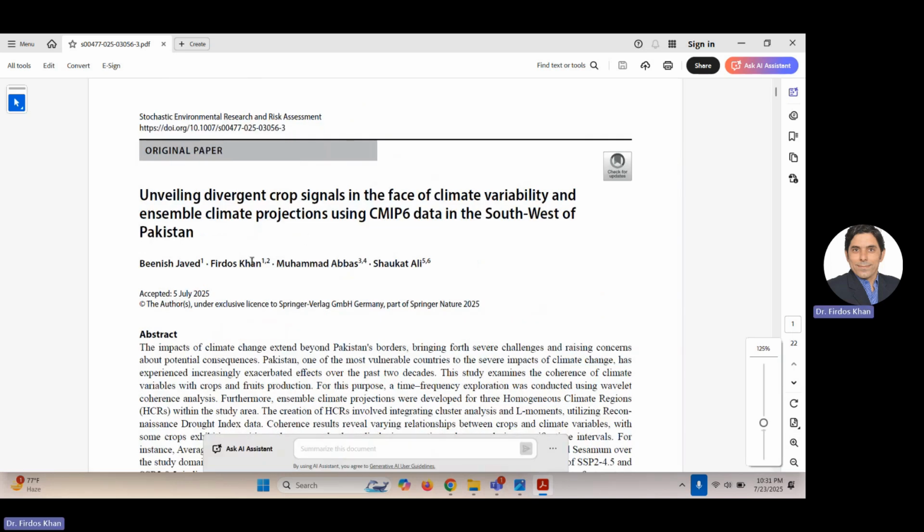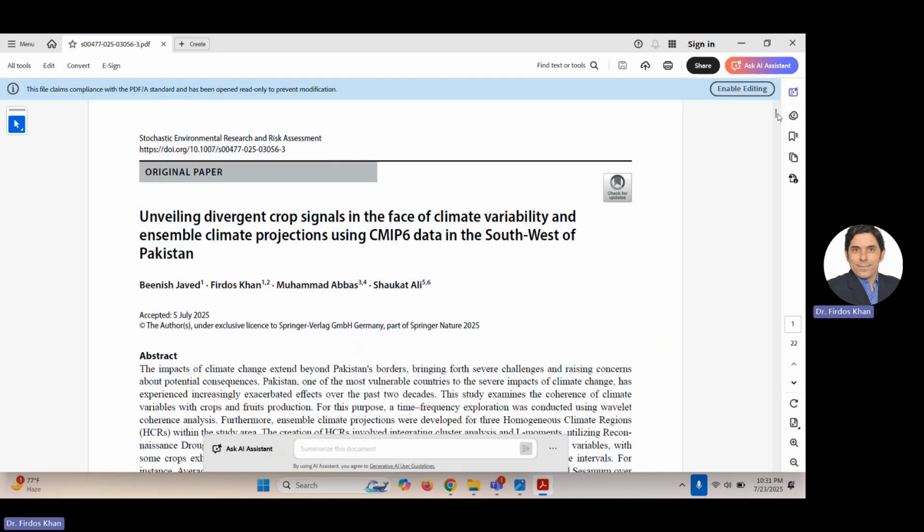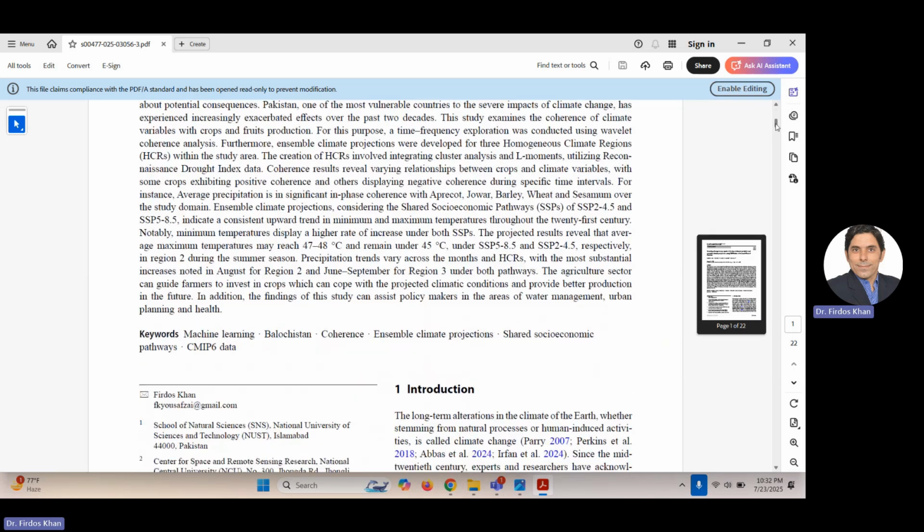Okay, so this is the title and these are the authors, and accepted on 5th July. This is an original paper, by the way. You can see there are different options. If your work is original, you can write original paper. If it's not, then you can write review paper or another type. Abstract, and then I will just move to the introduction.